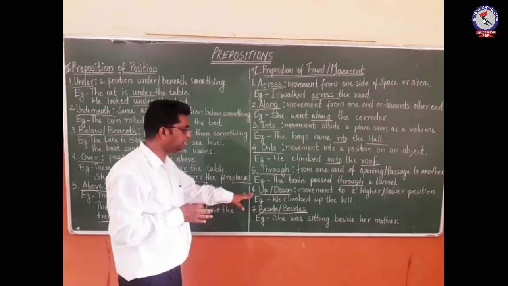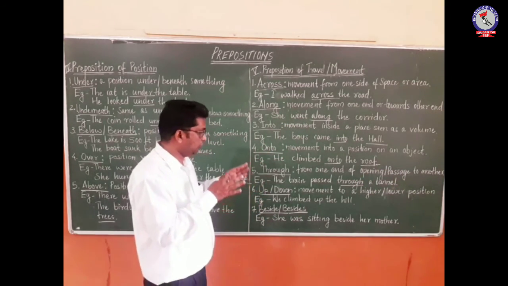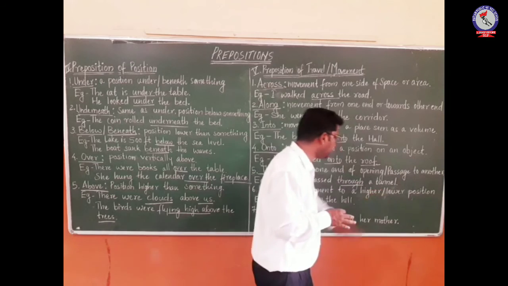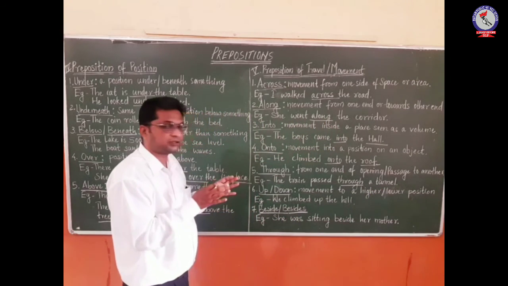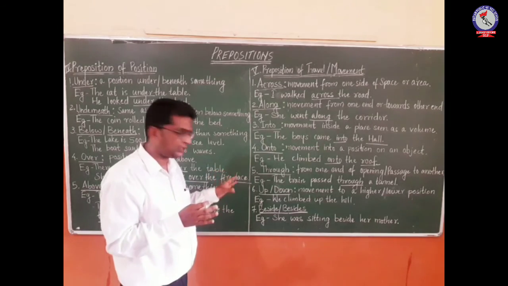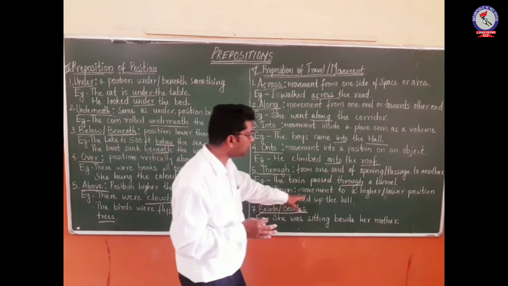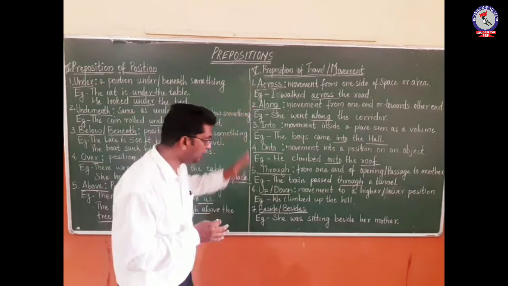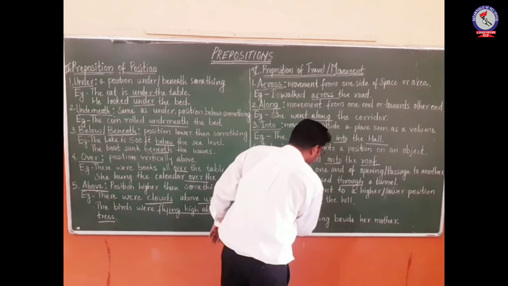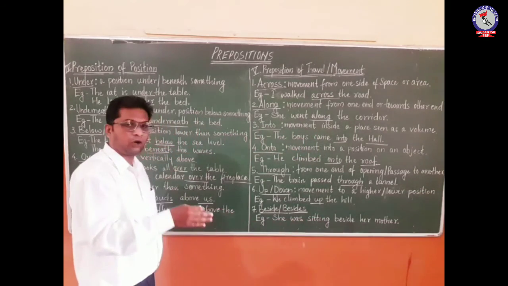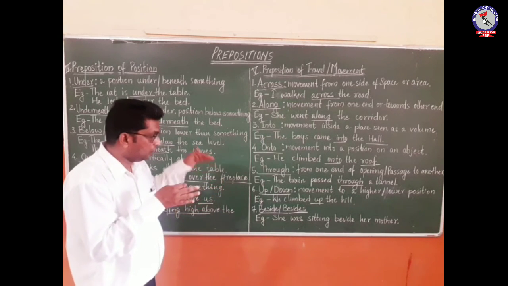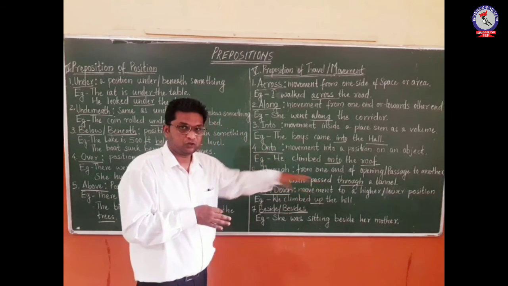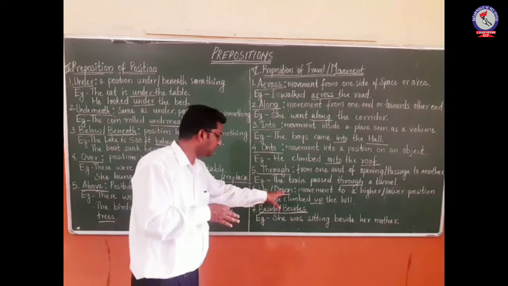See the next, up and down. It is used to show the movement to a higher or lower position. Let us see the example. We climbed up the hill. Here the movement is upwards towards a hill. Therefore, we have used up. If the movement is down, then we moved down the hill. So we have seen the use of up and down.